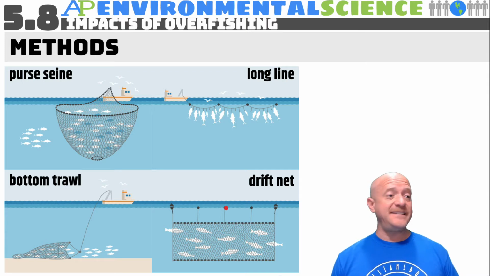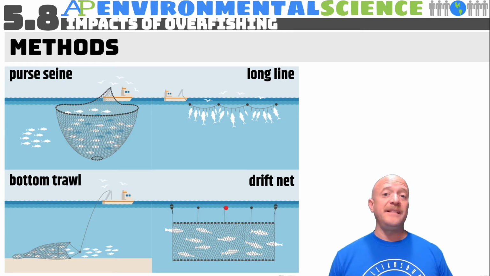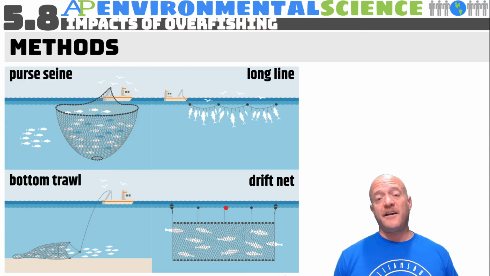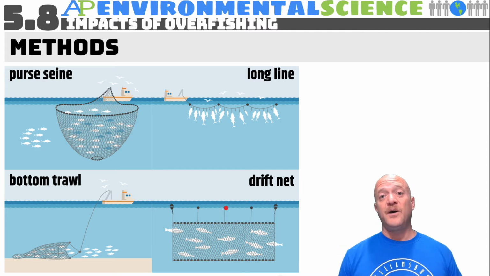And bycatch is anything that you catch in a net that you don't intend to catch. So it could be like turtles. If you're trying to catch tuna, for example, and you catch dolphins instead, that is an example of bycatch. Sharks are caught often in these nets. So all of these organisms are not intended, and this contributes to unsustainable practices.